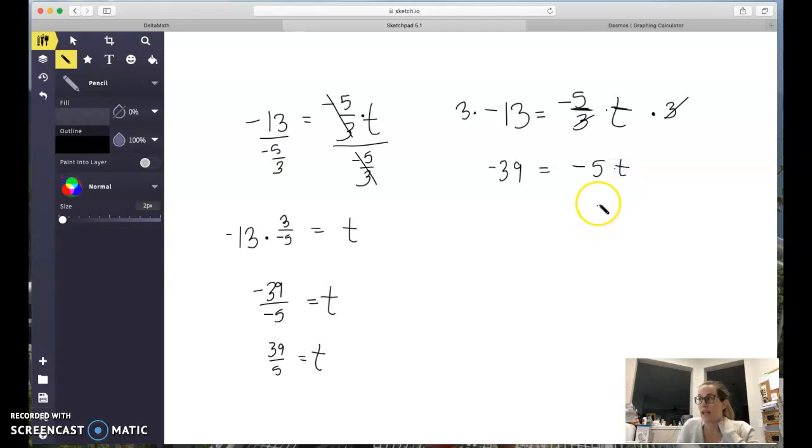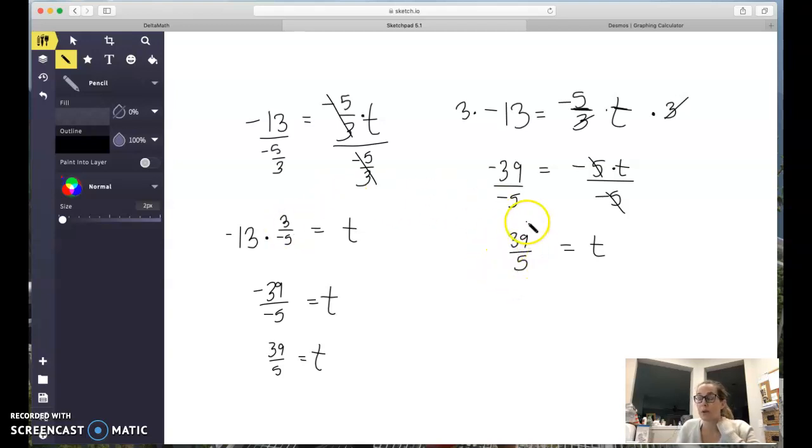And then I could say, hey, I know I have to get rid of that negative 5. What's the opposite of multiplying by negative 5? Well, that's dividing by negative 5, right? So if I do it to one side of my equal sign, I must do it to both sides of my equal sign. Negative 5 divided by negative 5 leaves me with 1t, and negative 39 divided by negative 5 is 39/5. It doesn't really reduce much.